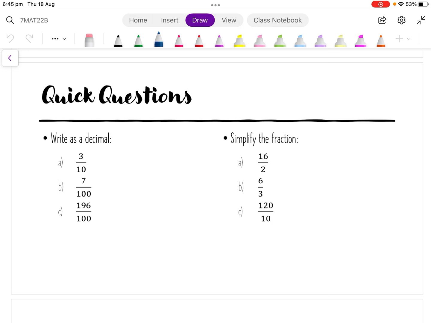Okay, so for the first one as a decimal, 3/10, we write that as 0.3. Then for 7 over 100, you should have gotten 0.07. And for 196 over 100, you should have gotten 1.96. To simplify these fractions, 16 over 2, 2 goes into 16 8 times. 6 over 3, 3 goes into 6 2 times, and 120 over 10, 10 goes into 120 12 times.